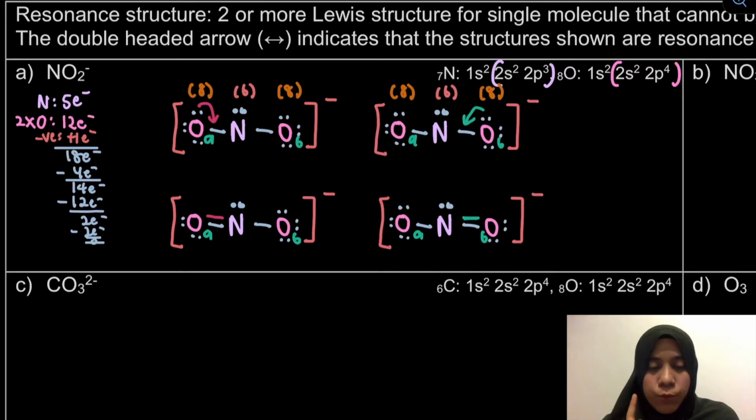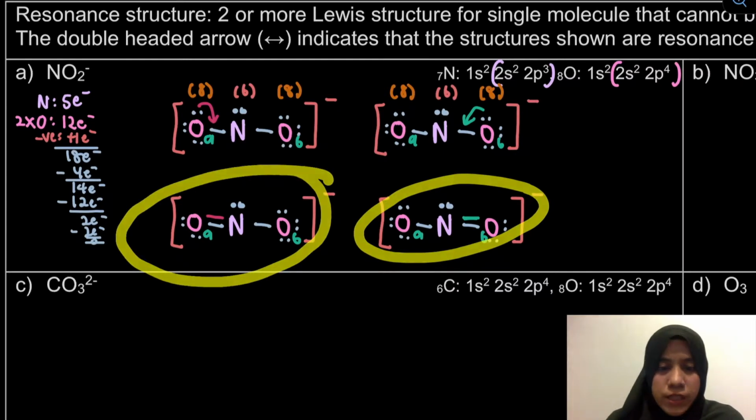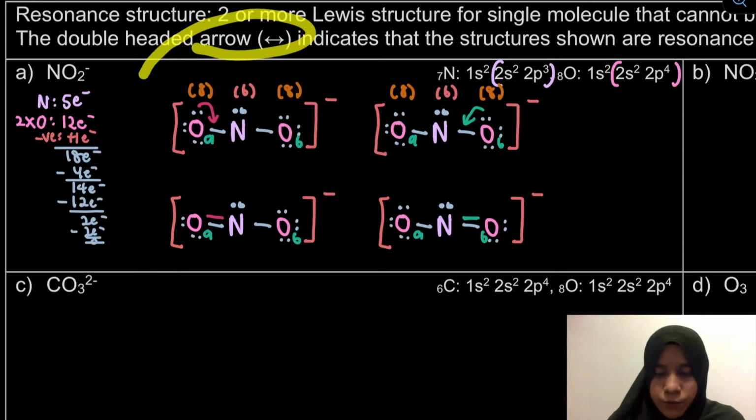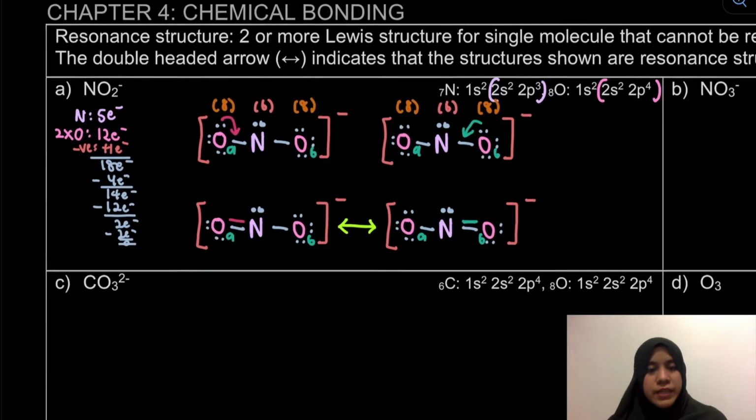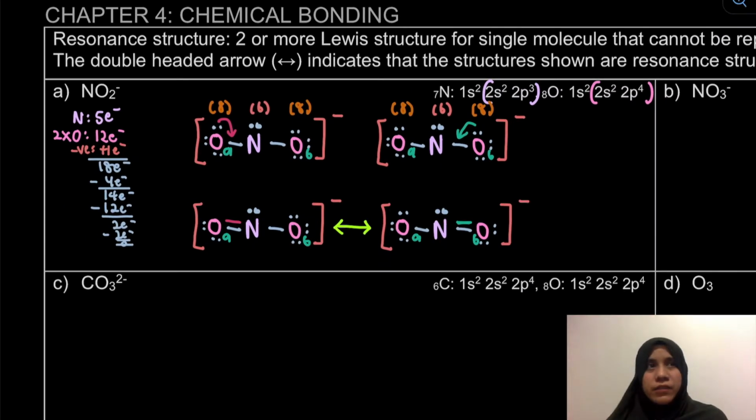Tapi jangan lupa, between these two resonance structures, what we're going to do is actually use the double-headed arrow. So, buatlah double-headed arrow ni. So, this is actually the resonance structure. Bila kita calculate formal charge, sama je, Miss. Tak ada beza pun lah. Kalau kita nak guna yang the most possible, dua-dua is the most possible one. Dua-dua betul. Sebenarnya yang beza tu position double bond dia tu.